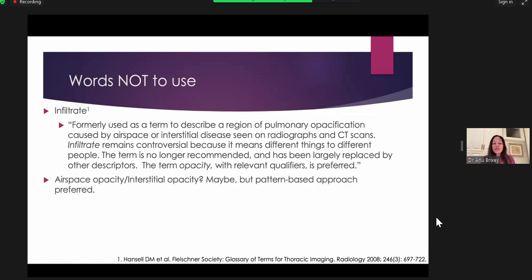Another phrase that's commonly used is airspace opacity or interstitial opacity. A lot of times people will use that term when they're looking at chest x-rays, and they'll say it looks like there's airspace opacities or interstitial opacities. But when you stop and think about it, if you're looking at a chest x-ray, you don't have a microscope, right? So you don't know if the opacity is only limited to the air spaces or if it's also involving the interstitium. And chances are it's involving both areas. So that's a term that personally I prefer not be used. And instead, we focus more on a pattern-based approach.